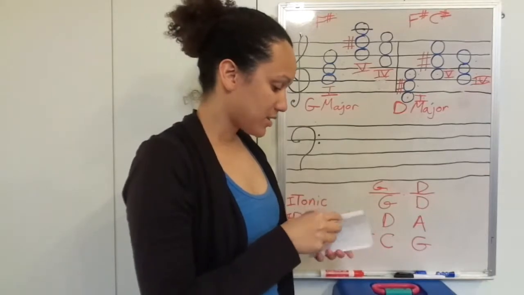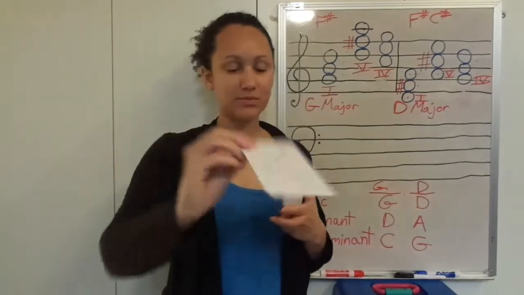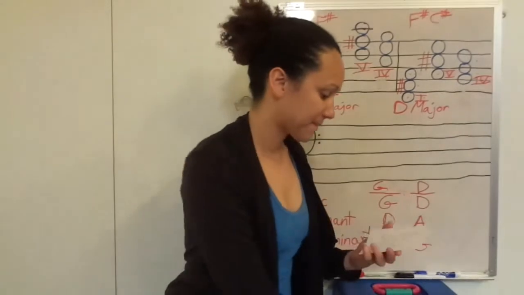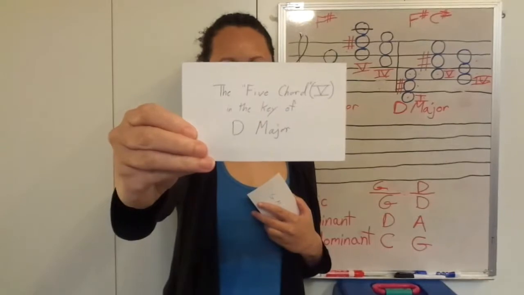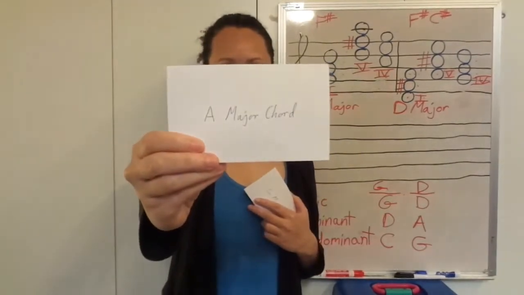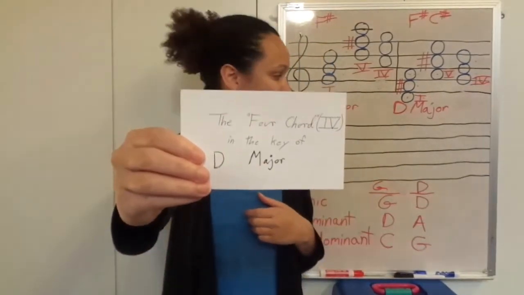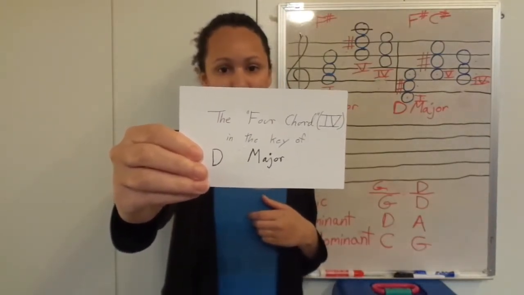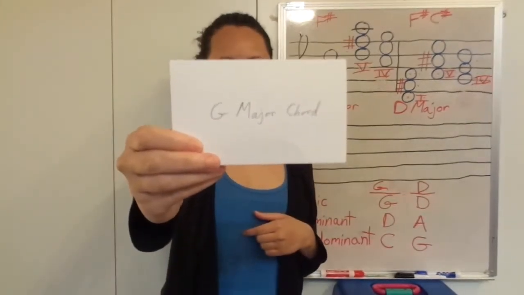So we have the 1 chord, Roman numeral I, key of D major, the D major chord. We have the 5 chord, Roman numeral 5 or V, key of D major. That's our A chord, A major chord. And finally, the 4 chord, IV, Roman numeral 4, key of D major, the G major chord.